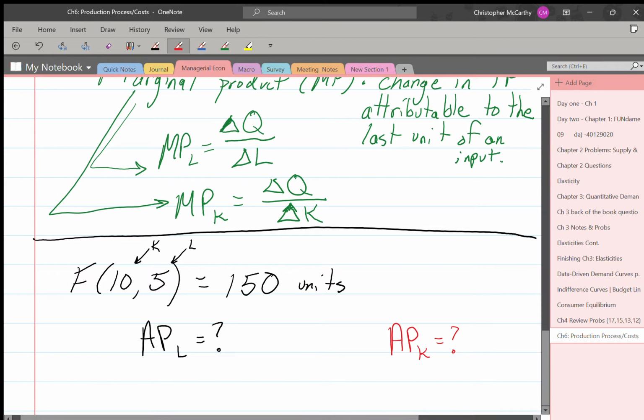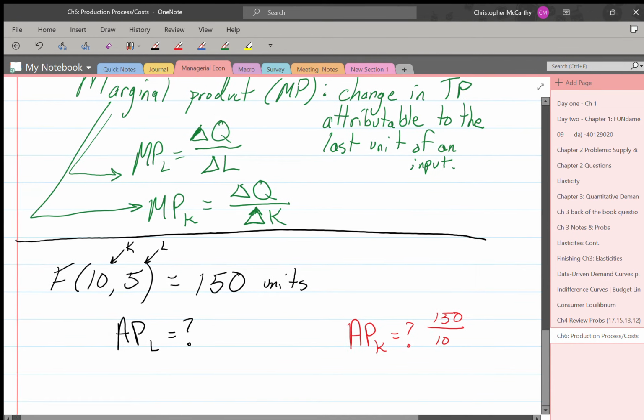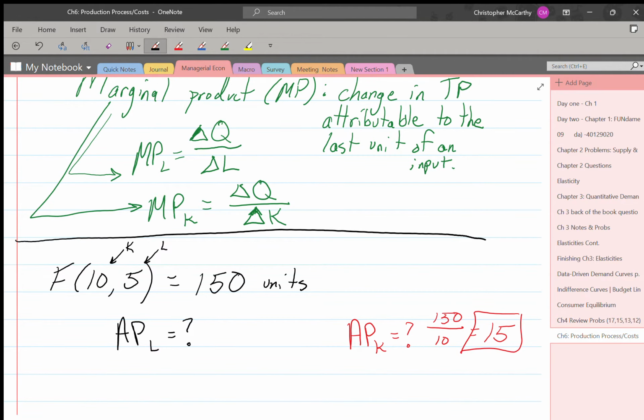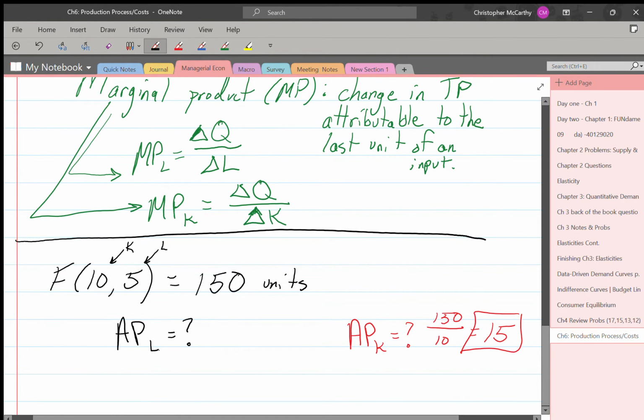All right, so for capital, let's do capital first. It's going to be our total output, our 150, divided by what? Our units of capital, which is 10. 150 divided by 10 is what? 15. My average product of capital then is 15. All right, what about the average product of labor? We're going to take 150. We're going to divide that by 5. 150 divided by 5, that's 30. Very good. My average product of labor is going to be 30.